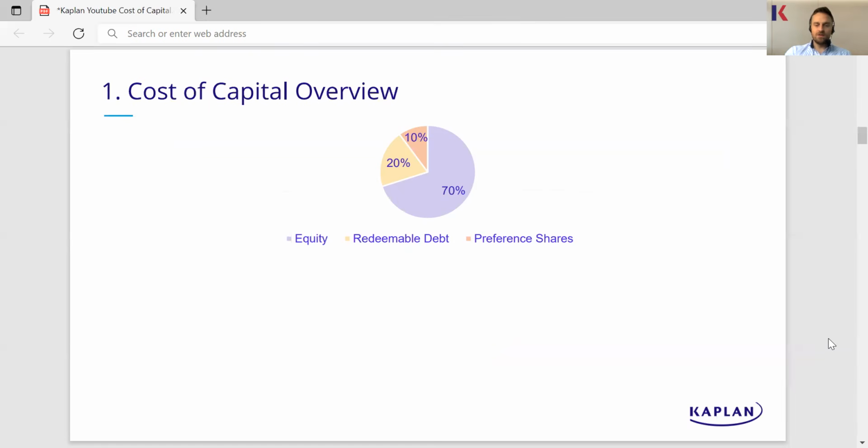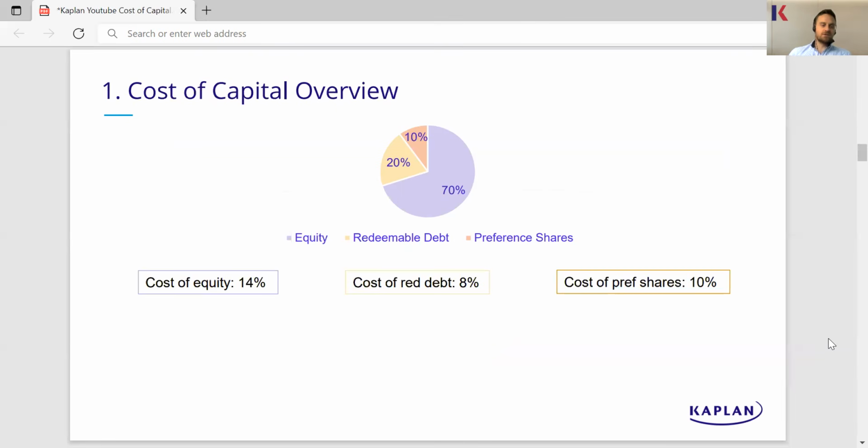But what I'm just going to do now is introduce the costs. So let's say that they've got 14% cost of equity. So that's sort of relating to their equity. We've then got 8% debt is the cost of debt. And then we've got the 10% is the cost of the preference shares. So each of those sources of capital have a different cost associated with them.